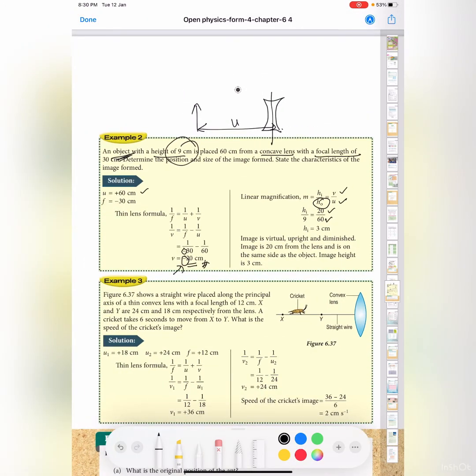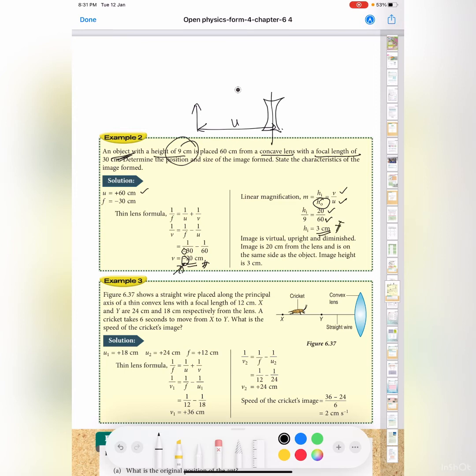For the linear magnification, you don't have to include the negative, as the negative is just simply the sign. Remember, what does the negative sign indicate for the image? If it is negative, that means the image is virtual. So you do the calculation for the linear magnification using the hi, ho, and v, u thing, and you get an image height of 3 cm.